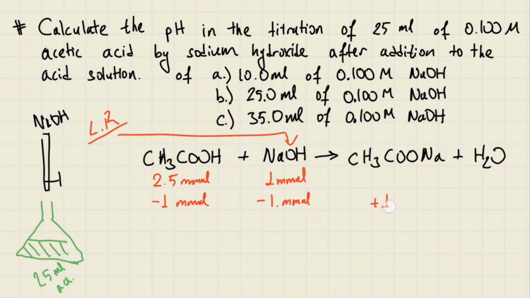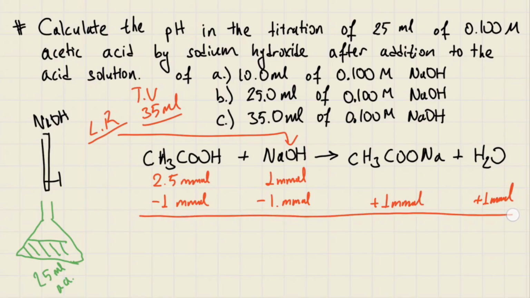And we will create acetate and water. And the total volume became 25 milliliters plus 10 milliliters. So the total volume is 35 milliliters. Keep it, you have to remember it. So we created 1 millimole of sodium acetate, and we have 1.5 millimoles of acetic acid.